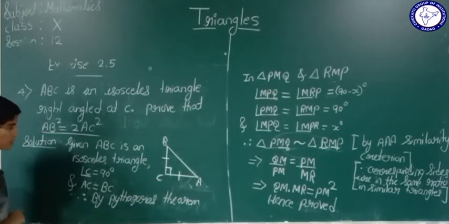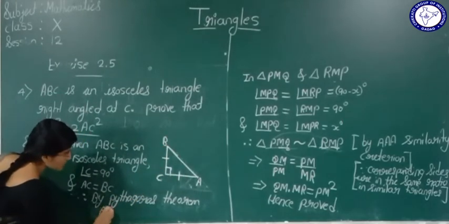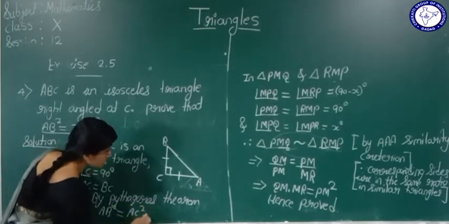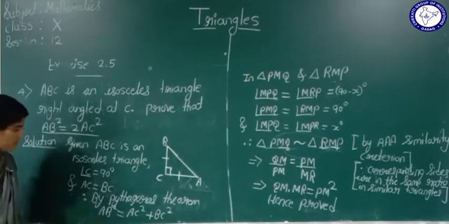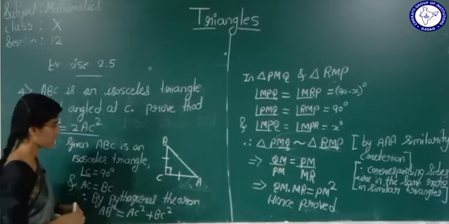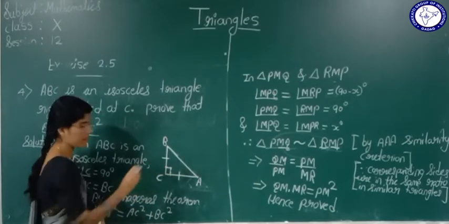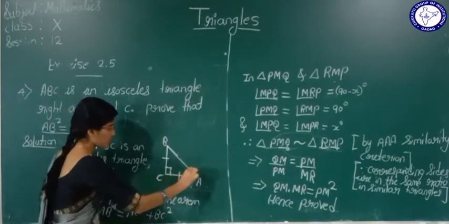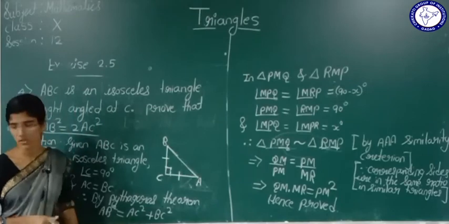Therefore, by Pythagoras theorem, what can we write here? AB square is equal to AC square plus BC square, right? Therefore, by Pythagoras theorem, see here angle C is 90 degrees and the hypotenuse will be AB. Therefore, we can use that hypotenuse square is equal to the sum of the squares of the remaining two sides.